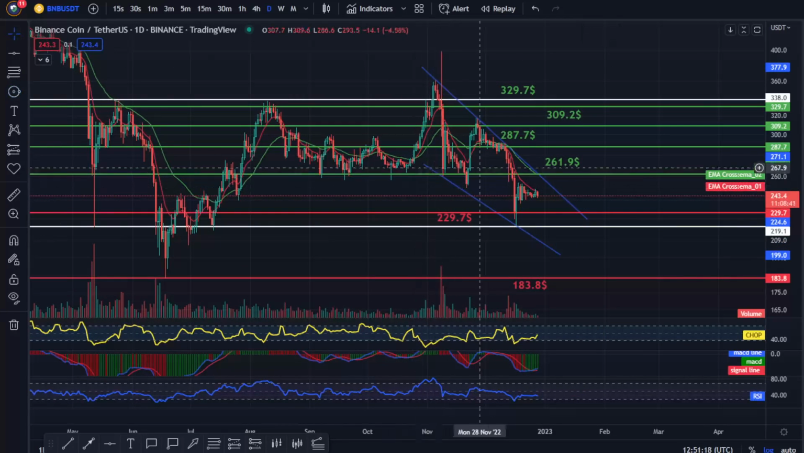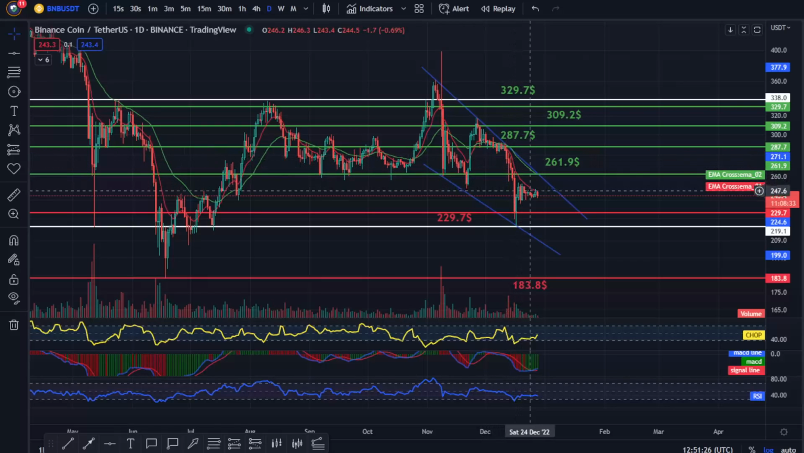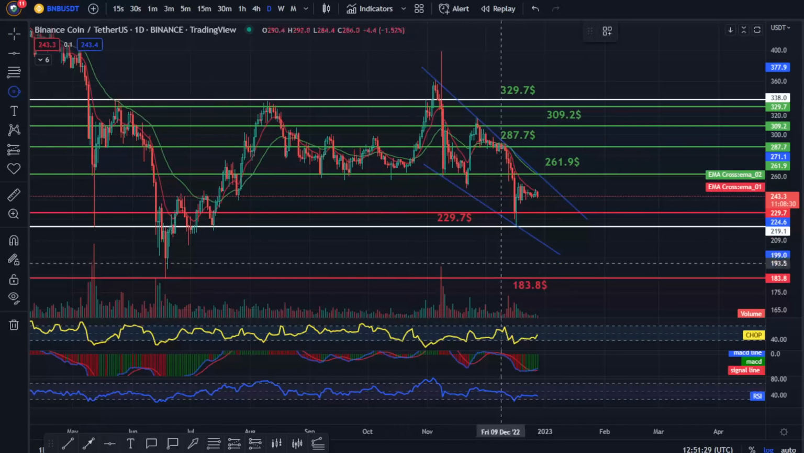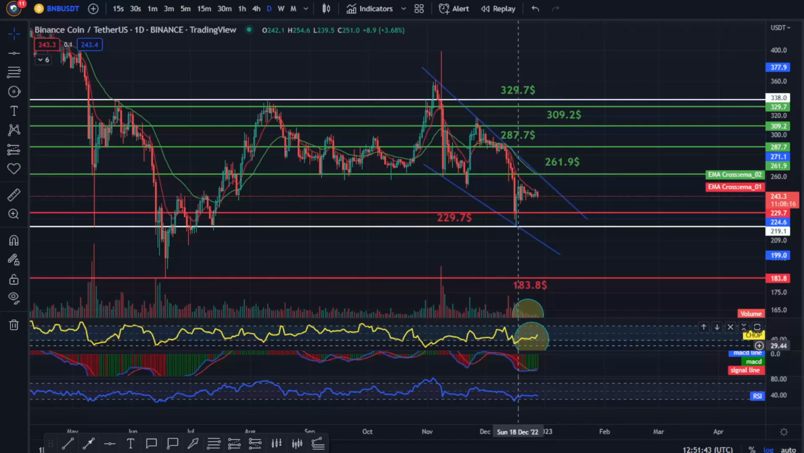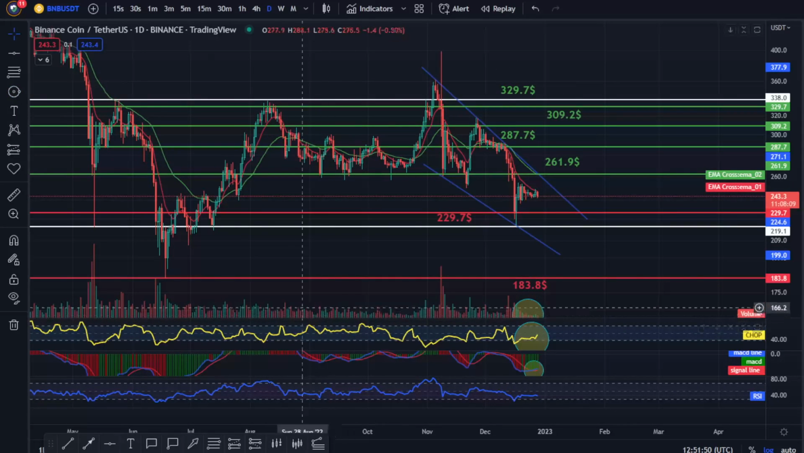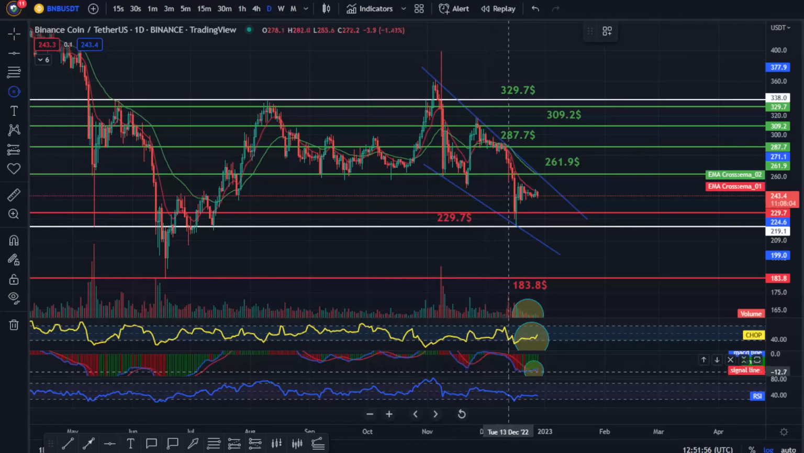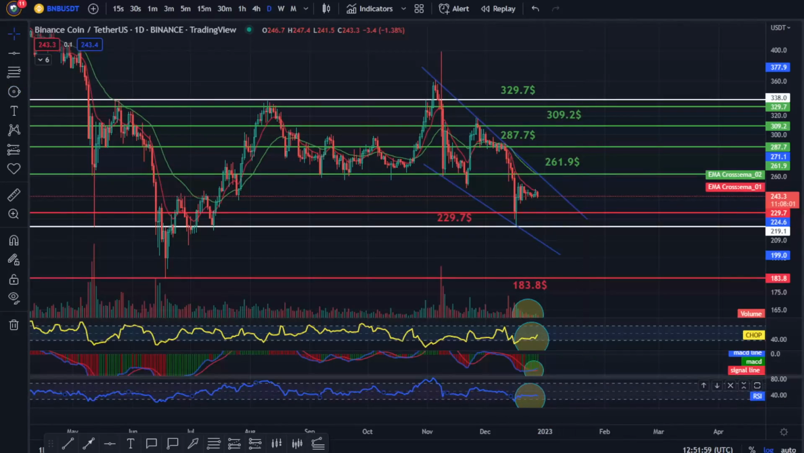As we can see, the current correction started when the red moving average line crossed the green line from above. We can see that the volume is at very low levels. The CHOP index indicates that the energy is slowly starting to rise. The MACD indicates that we are entering a local uptrend, while the RSI is at very low levels, which may indicate an upcoming price increase.